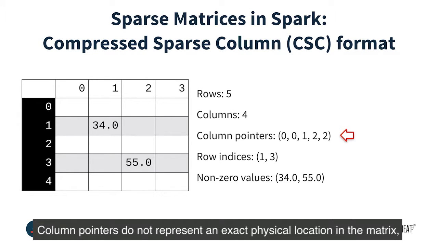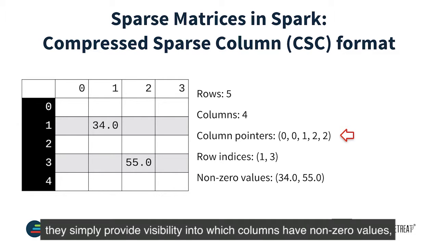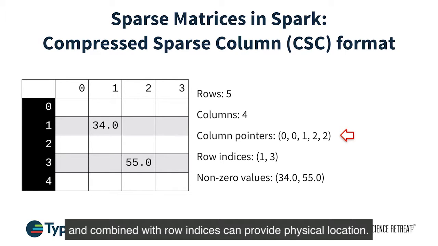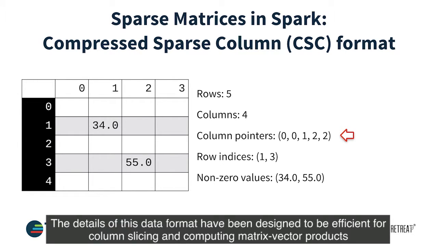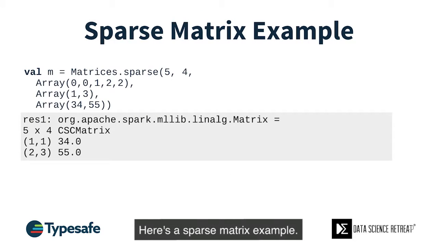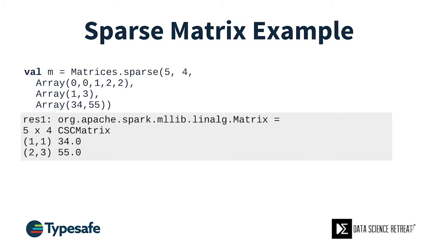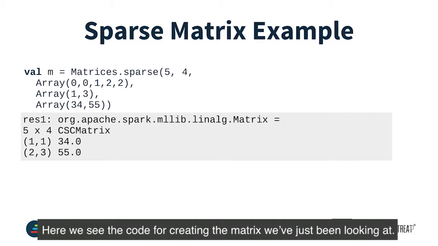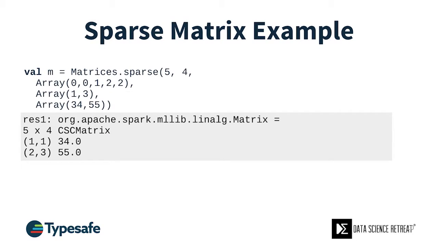Column pointers do not represent an exact physical location in the matrix. They simply provide visibility into which columns have non-zero values, and combined with row indices can provide physical location. The details of this data format have been designed to be efficient for column slicing and computing matrix vector products. These are common operations in data science. Here's a sparse matrix example. Here we see the code for creating the matrix we've just been looking at.